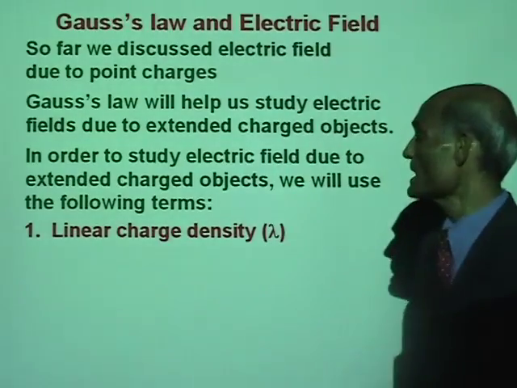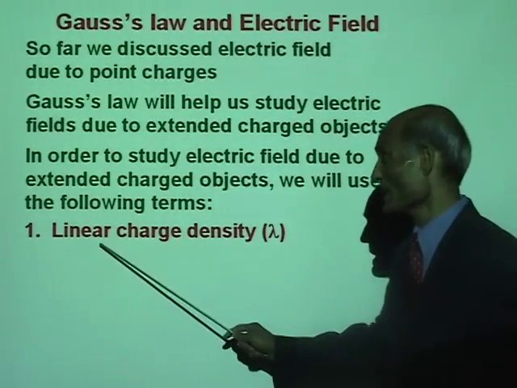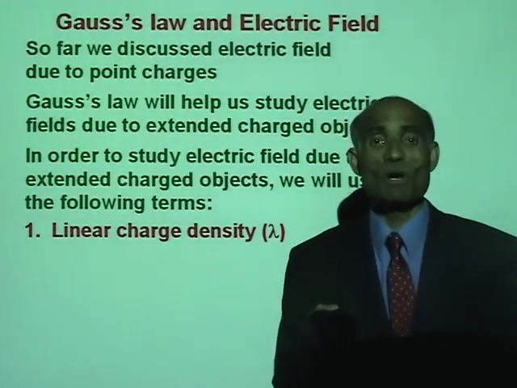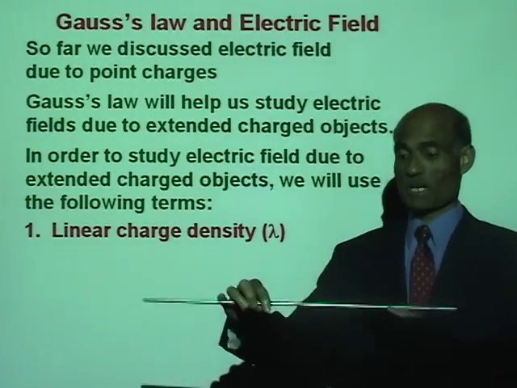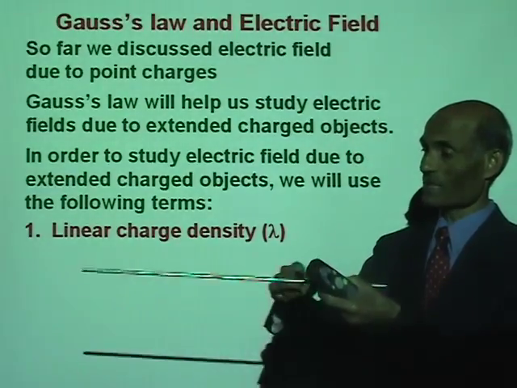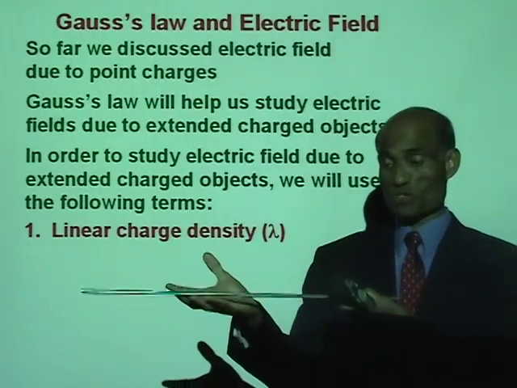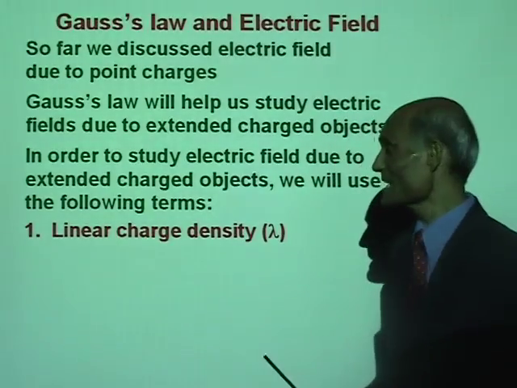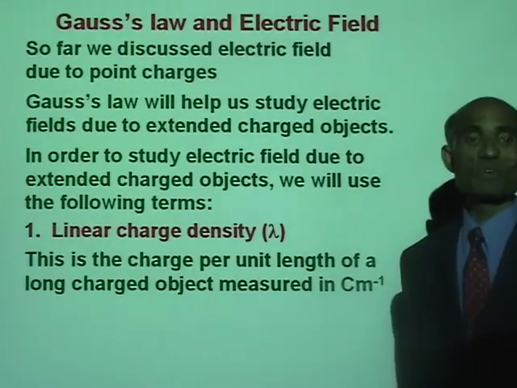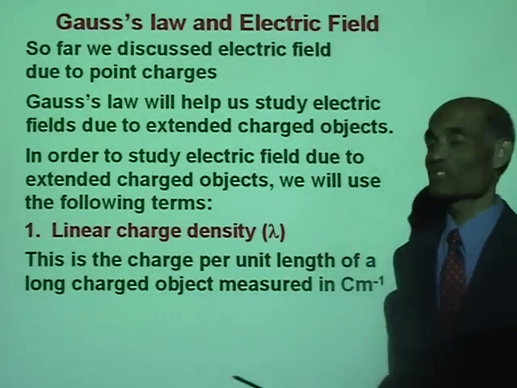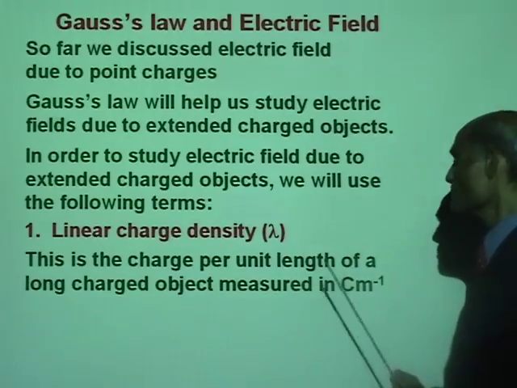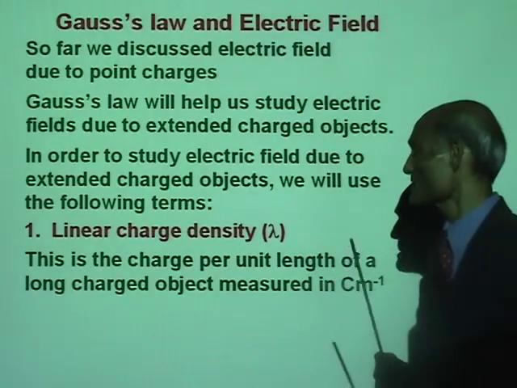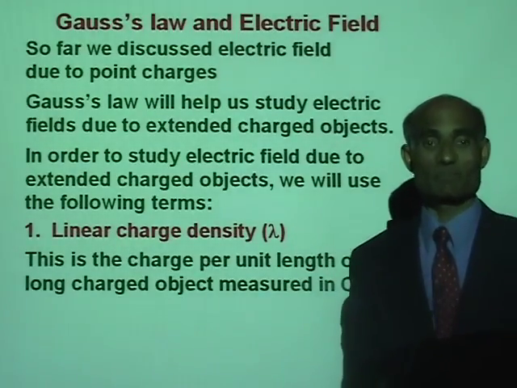The first term is linear charge density. Linear charge density, what does that mean? It means the charge per unit length of the object. If I have an extended charged object like this, which carries a certain amount of charge, what is the charge per unit length? That is called linear charge density. Now, what is the unit for measuring linear charge density? It is measured in coulombs per meter. And you see, we represent linear charge density by the Greek letter lambda.